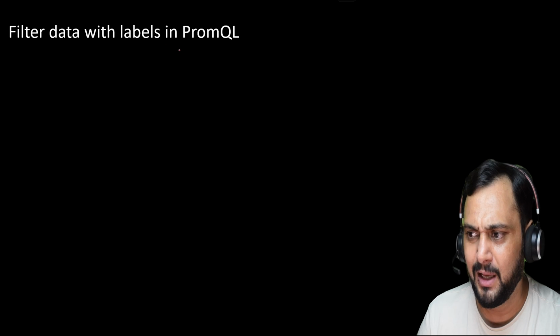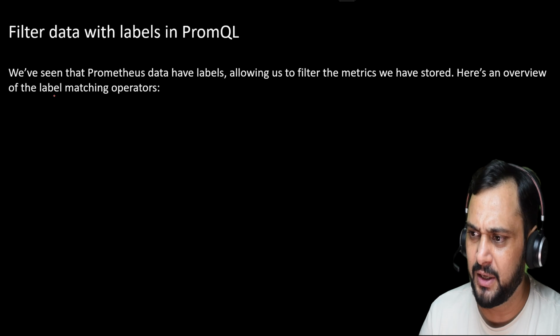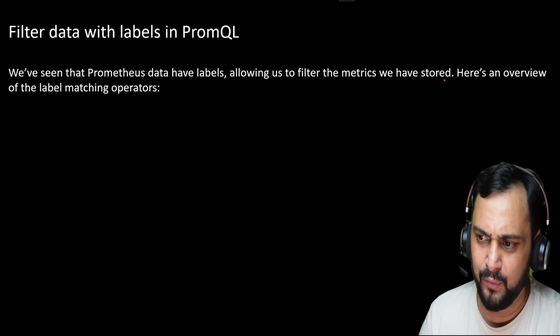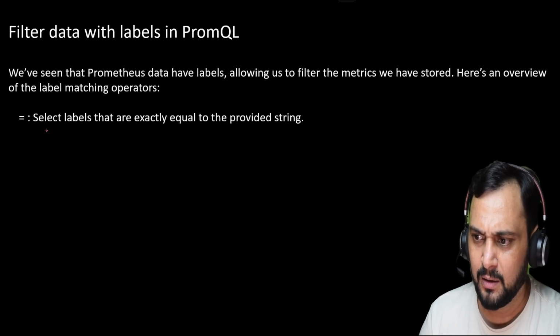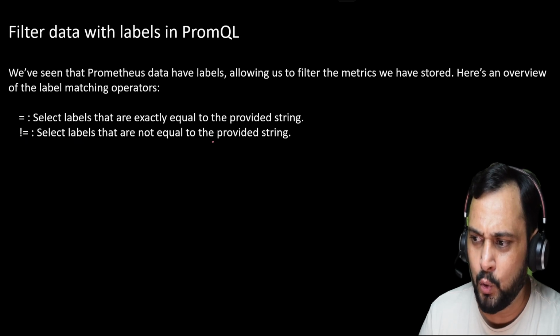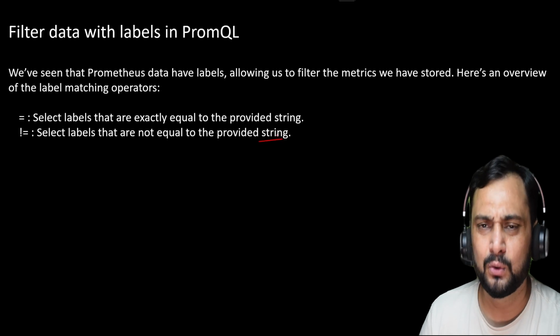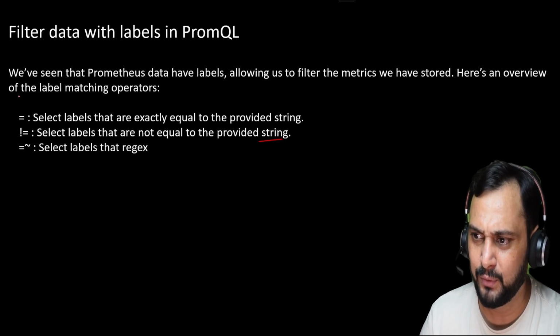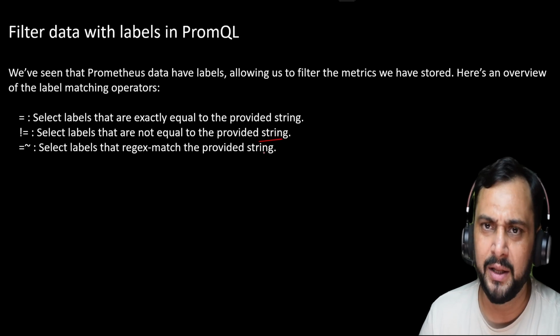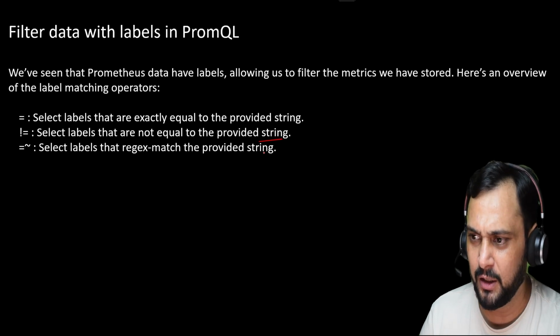Filter data with labels in PromQL. We have seen that Prometheus data has labels, allowing us to filter the metrics we have stored. Here's an overview of the label matching operators. Equal to selects the label data exactly equal to the provided string. Exclamation sign equal to selects the label data not equal to the provided string. We can also filter the labels with the help of these filters, which select the labels that regular expression match the provided string. Regular expressions we can also use in the PromQL query.